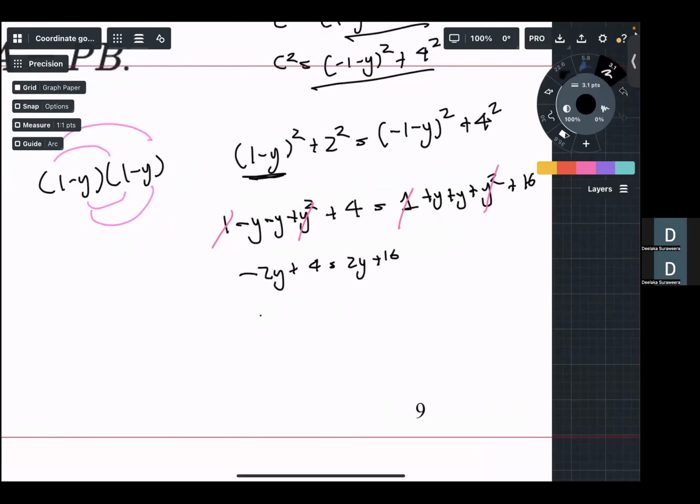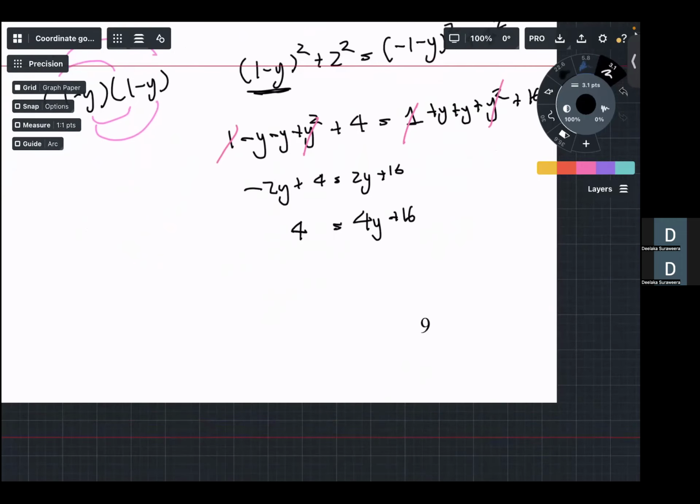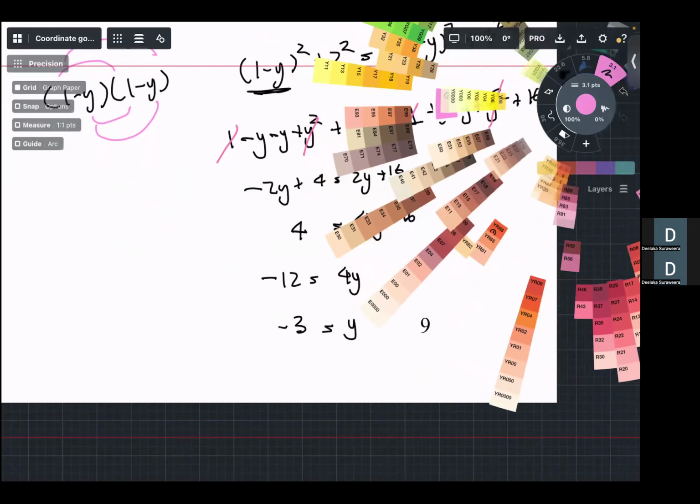Then can't you just do 16 divided by 4? You can, but I think you collect like terms. Bring all the y's to one side. Add 2y to both sides, so that makes 4y. The opposite signs, so they don't cancel. Then you minus 16 from both sides. Negative 12 is 4y, which equals minus 3. So y equals minus 3.